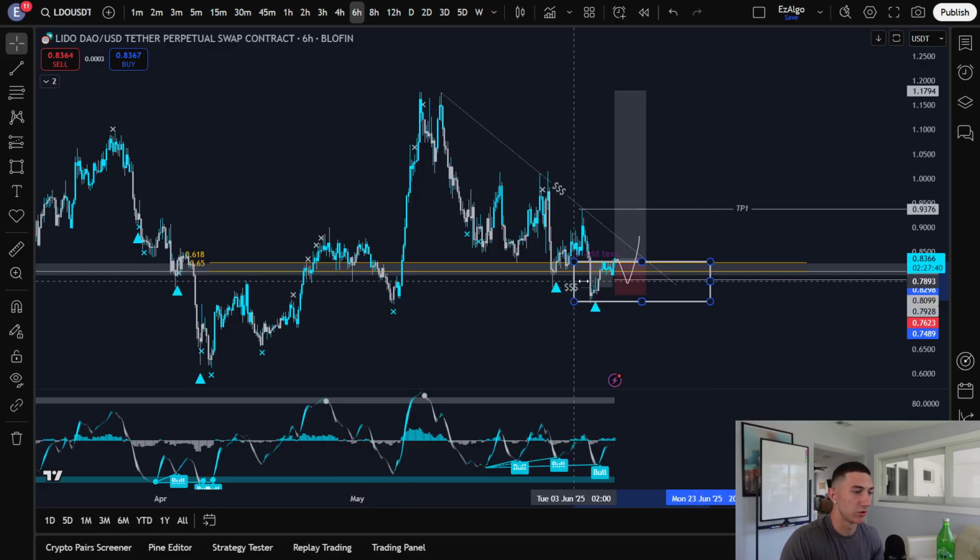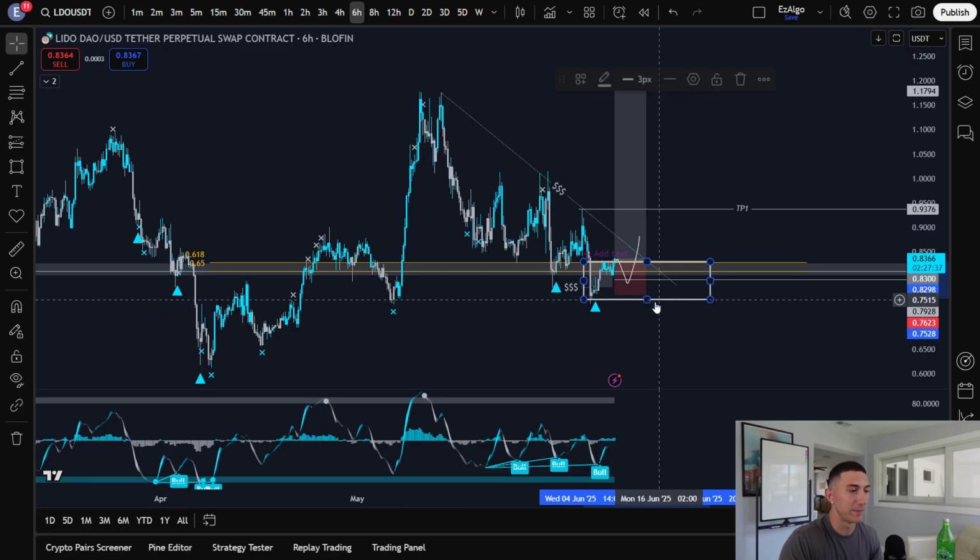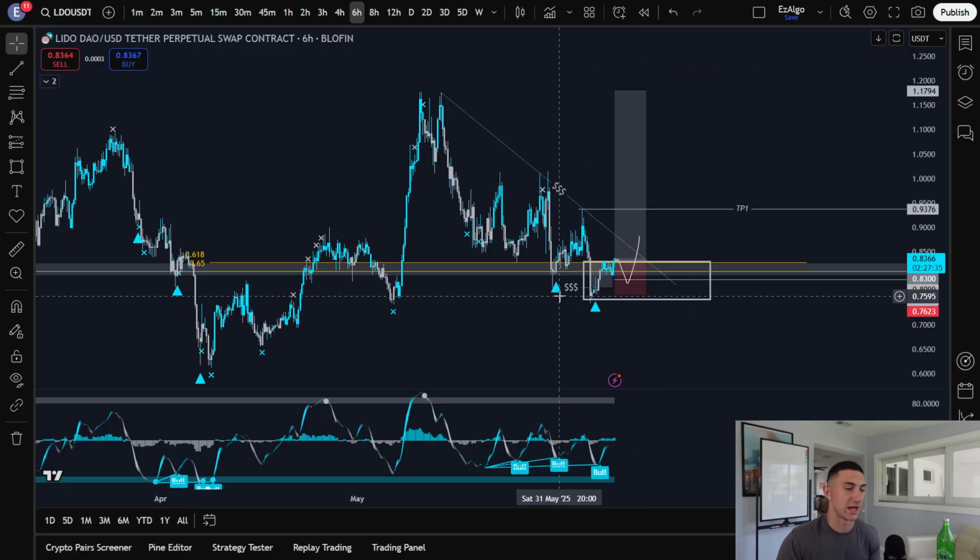Where I'll have this general zone at the golden pocket and a little bit below. And this is ideally where I want to enter. It doesn't matter what other confluences I have. I always want to make sure that I'm longing in discount and I'm shorting in premium.